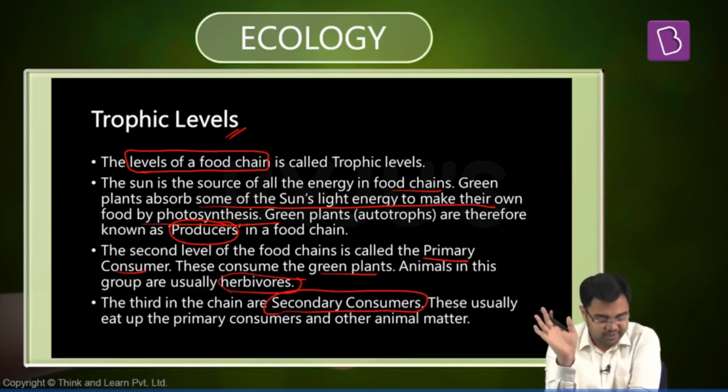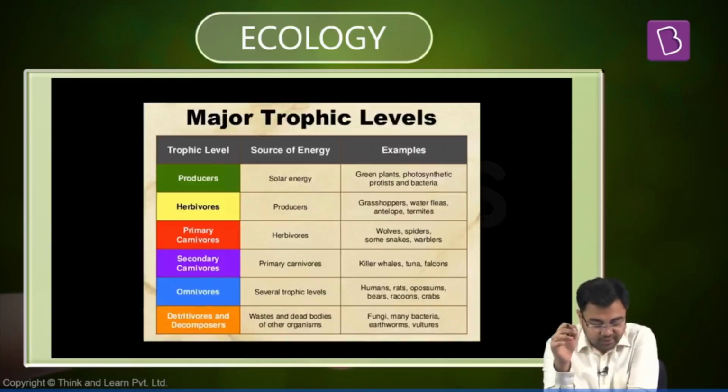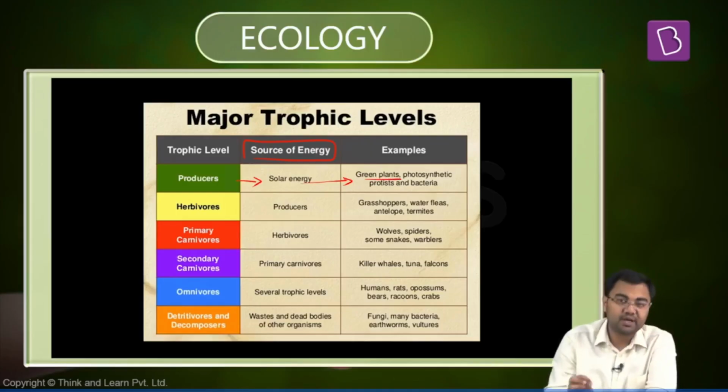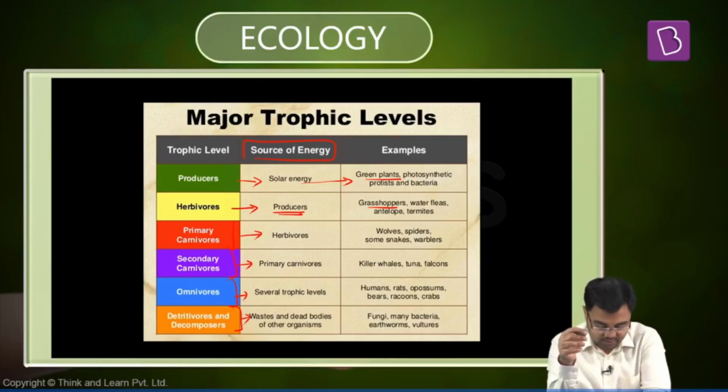So all these things we have already discussed. What are the animals which are called as secondary consumers, what animals are called as primary consumers, all these things we discussed. So just have a look at this so that you understand it better. Producers, the main source of energy is solar energy. Examples can be green plants, etc. Then you have herbivores, with grasshoppers, etc., as examples. Then you have primary carnivore, secondary carnivore, omnivores, and detritivores or decomposers. So all these we have already discussed in detail.